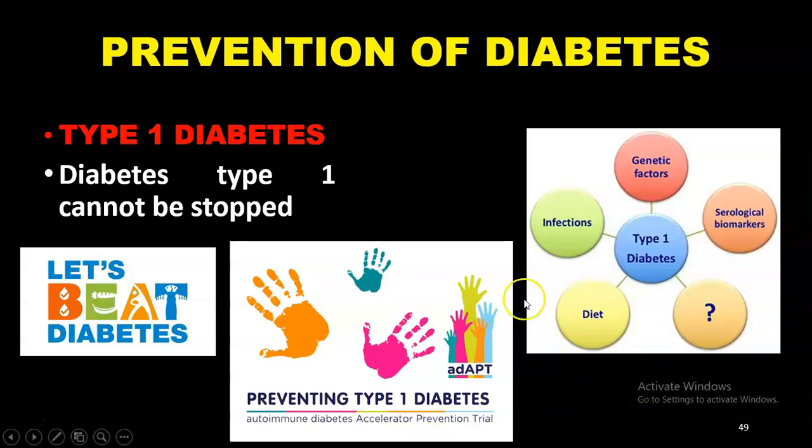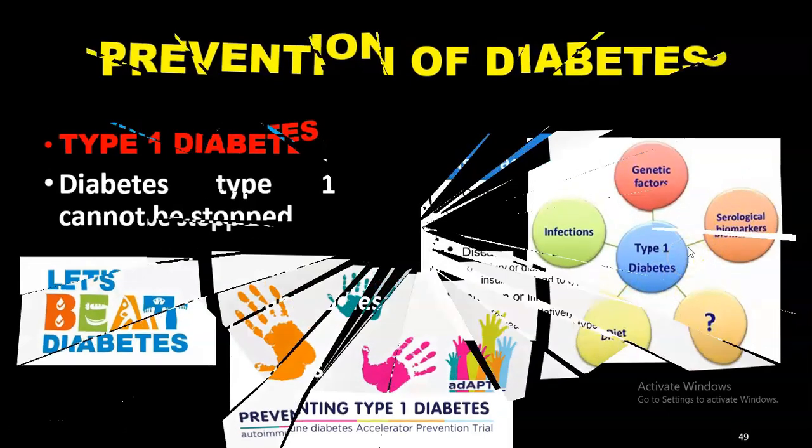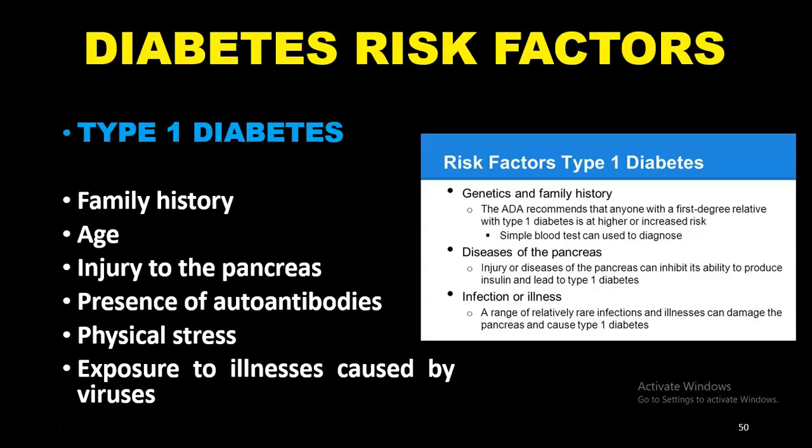So from this picture, preventing type 1 diabetes: autoimmune diabetes acceleration prevention trial. Then type 1 diabetes, infection, genetic factors, surgical biomarker diet. Type 1 diabetes cannot be stopped. But we talked about that.